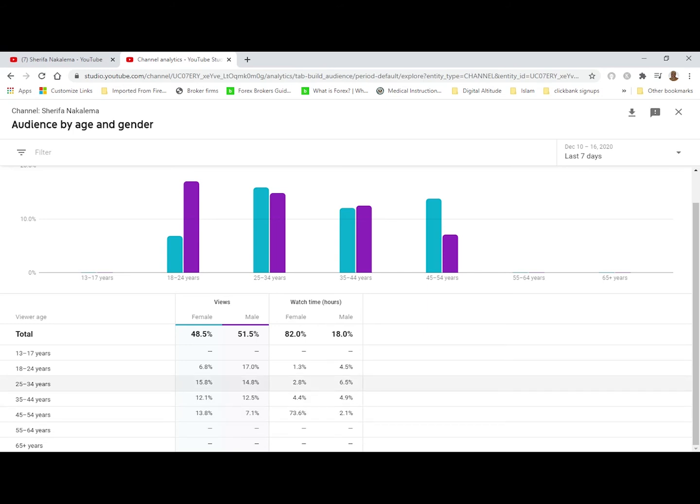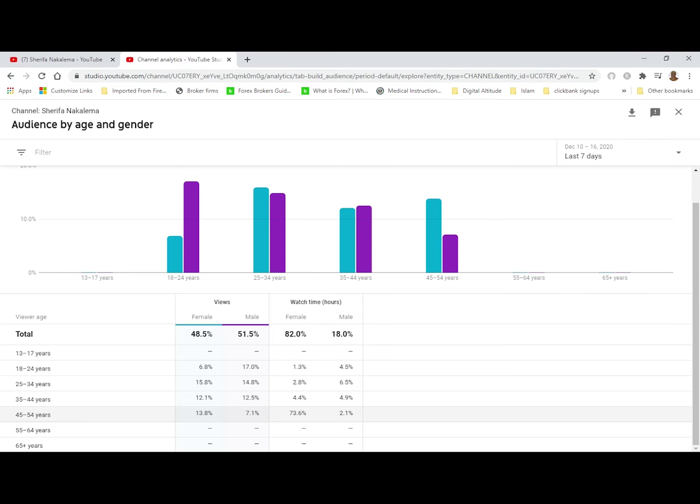You may find yours is going to be different depending on your age. You could find a different age group watching you. So my age group is 45 to 54 years. It seems those are the ones who want to watch me. And guess what? For the past 7 days, look at this. When I'm comparing males and females in this category, 73% is females and only 2% is male.